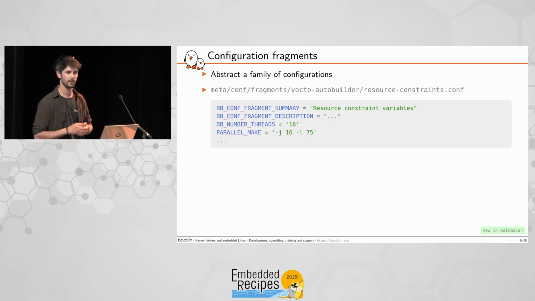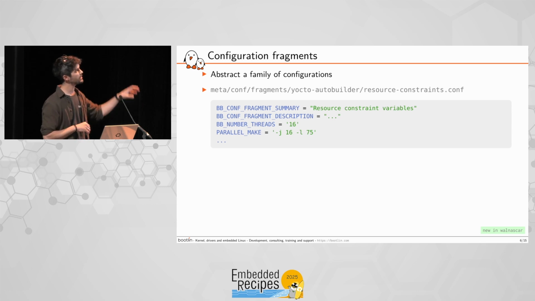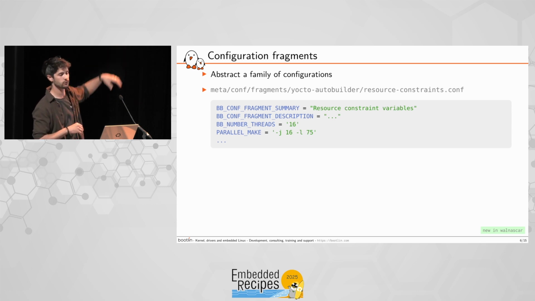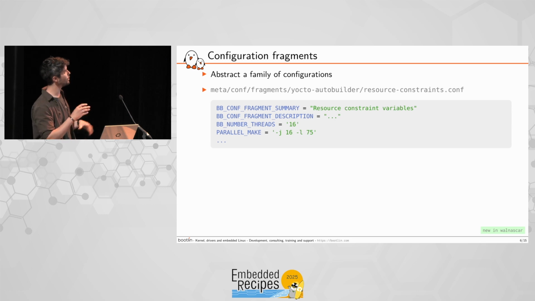I think it was by Alex, who is over there, right? The idea is to abstract some set of configuration, and I've taken an excerpt from the auto builder configuration, which is kind of the CI/CD of Yocto. And what this does here is just set some limitations and resource constraints in a single file, right?